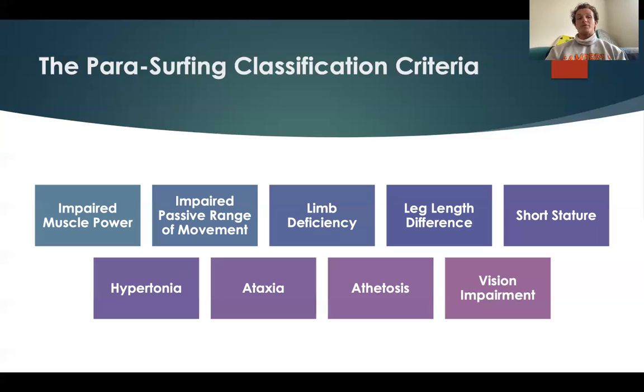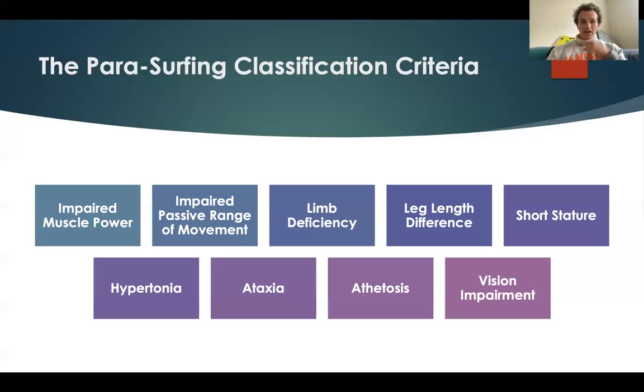Next, we'll move into limb deficiency. Surfers with limb deficiency have a partial or total absence of bones or joints as a consequence of trauma, illness, or congenital limb deficiency. So pretty much that. Our fourth classification is leg length difference. Surfers that have a difference in the length of their legs as a result of disturbance of limb growth or a result of trauma.